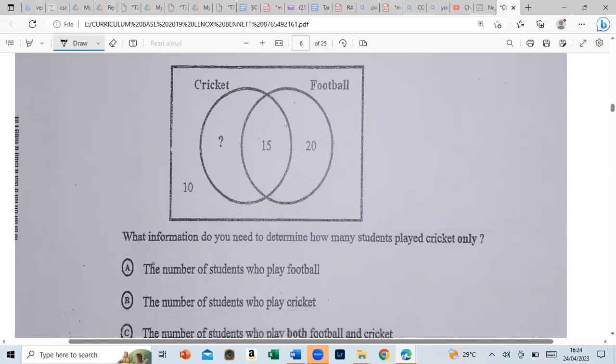A, the number of students who played football. B, we have that information already. 35 students play football, right? It's 15 plus the 20. The number of students who play cricket, yes, that would be it.